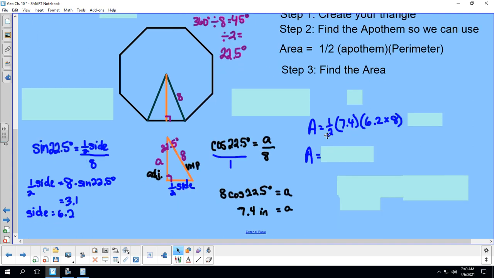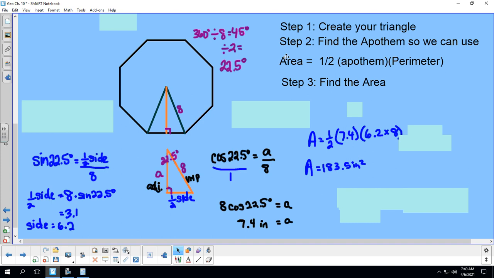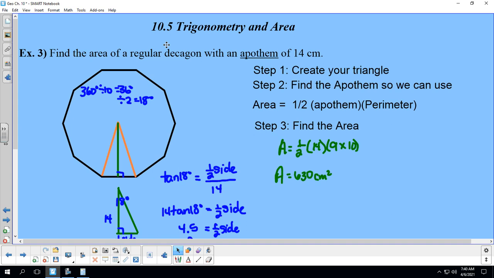All right, put it all together. 1/2 times 7.4 times 6.2 times 8, and it's just a calculator chug away. We get 183.5 inches squared. So that's what you do when you get the radius. Okay. Example 3. What do we do when we get an apothem?